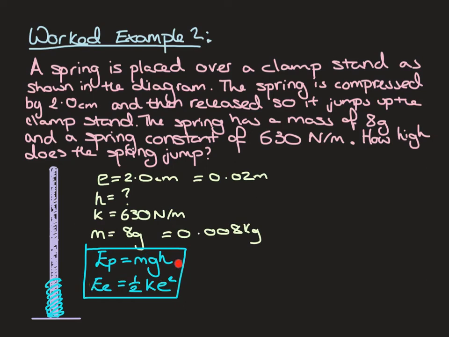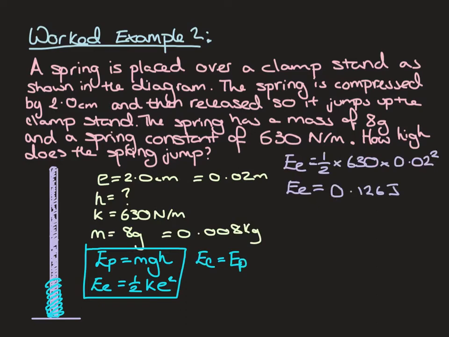So here are our equations. We've got the gravitational potential store of energy is equal to the mass times the acceleration due to gravity times the height. And we've got the elastic potential store of energy is equal to half times the spring constant times the extension squared. So we know that the energy in the elastic store is going to be equal to the energy in the gravitational store when the spring has reached the top. So we start to put in the numbers.